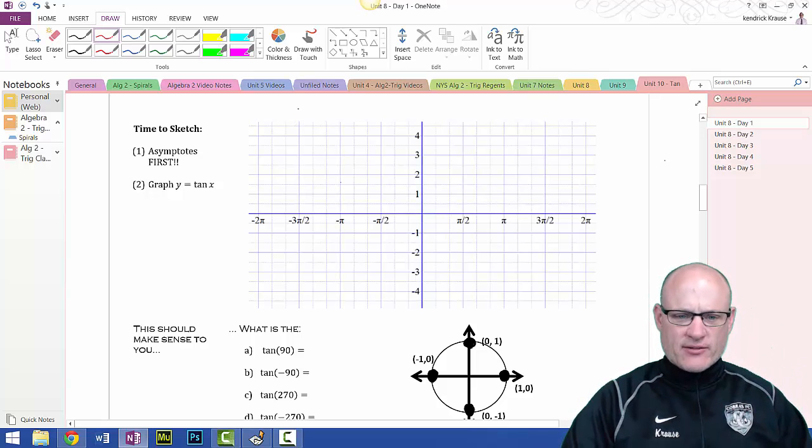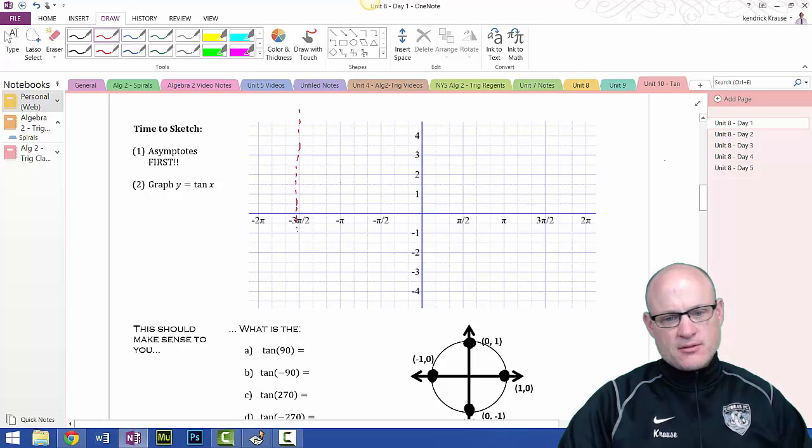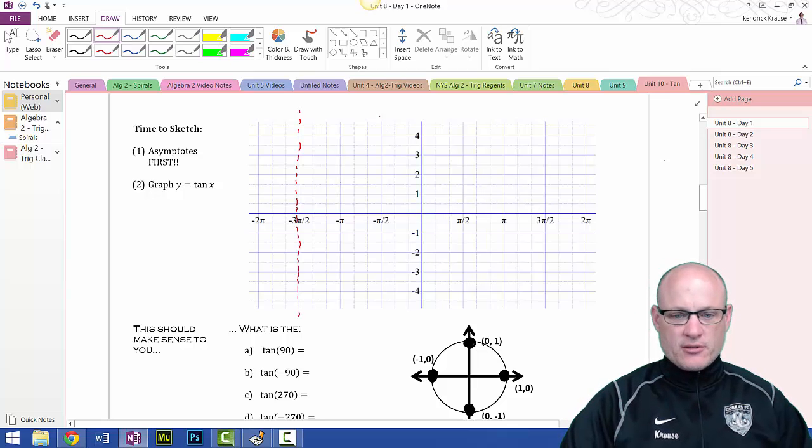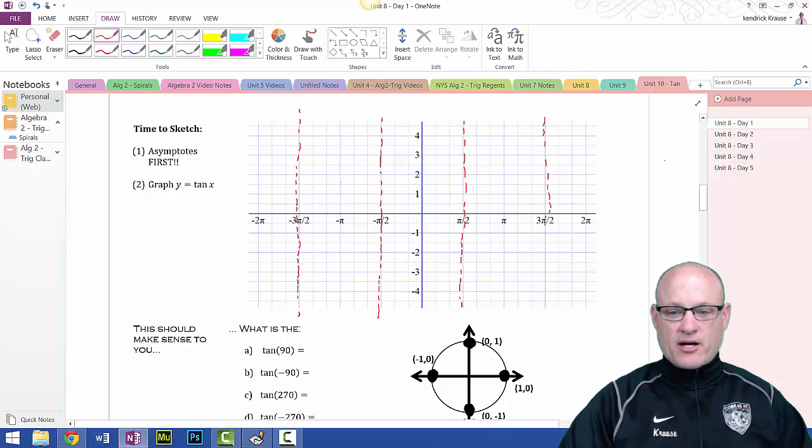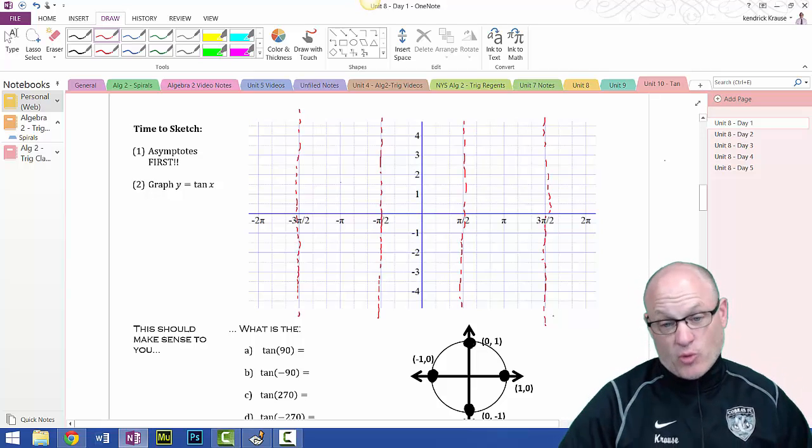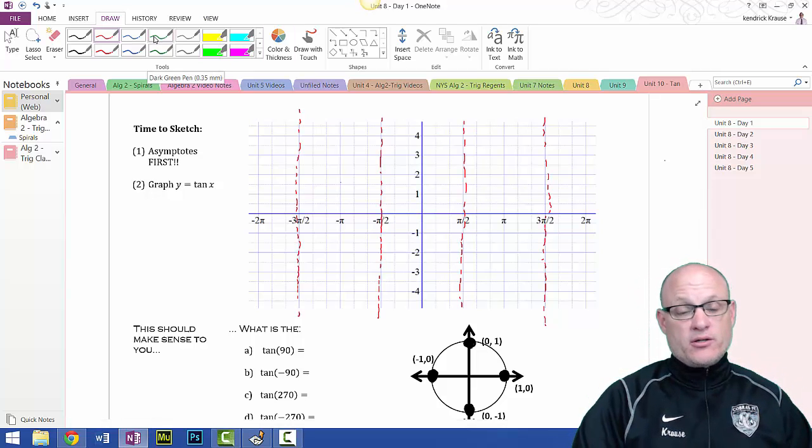Now these were vertical asymptotes, so we're going to draw those vertical asymptotes in. I am not good at drawing on this. So there, and there, and at pi over 2, and at 3 pi over 2. So all the odd multiples of pi over 2 are undefined, or asymptotes, for the tangent curve.